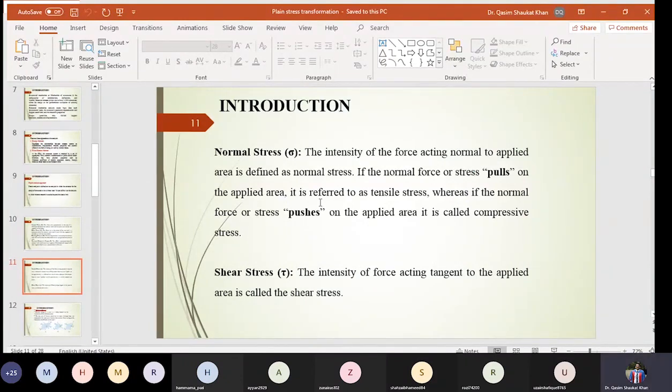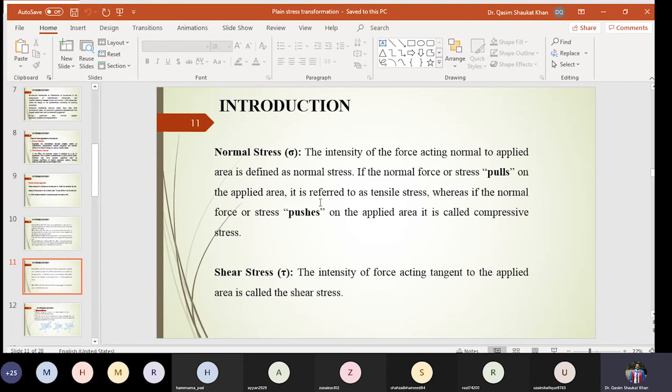Shear stresses, because we will be concerned about these normal stresses and the shear stresses. So what are the normal stresses? The stresses which are produced by the normal forces. Normal stress is intensity of the force acting to applied area, okay, is defined as the normal stress.